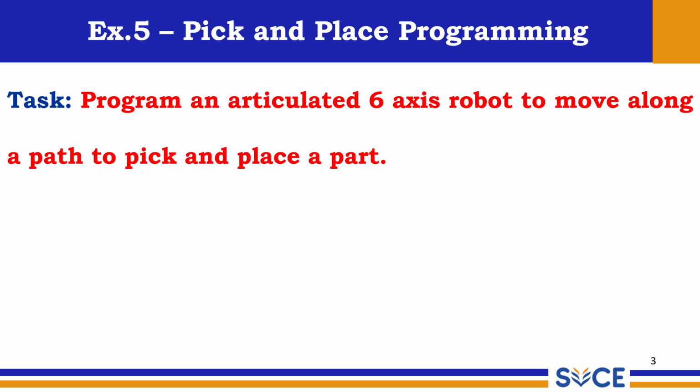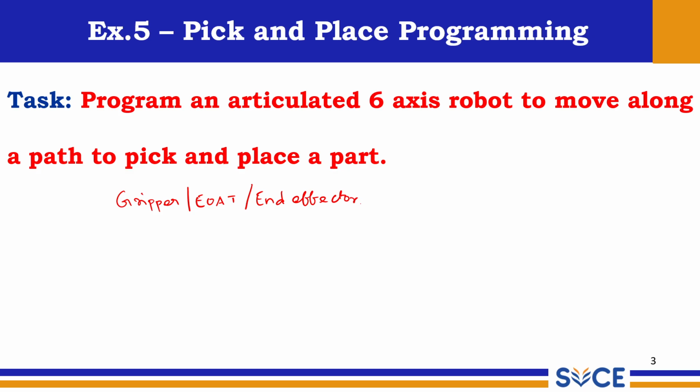Program an articulated 6-axis robot to move along a path to pick and place a part from one point to another point. Before we get into this, we should understand some basic fundamentals. Who is the member going to take care of this pick and place? By default there is an element called a gripper, or in another case called EOAT, also called end effectors. These are the basic elements which help us to pick and place a part.